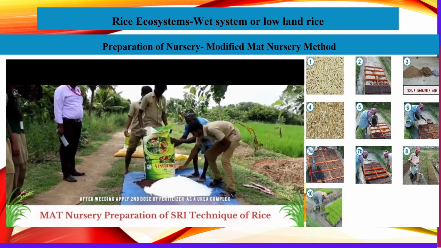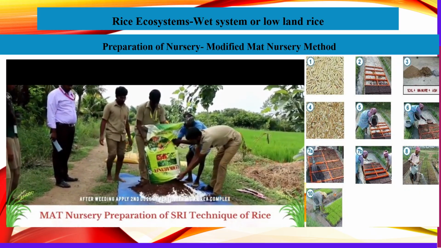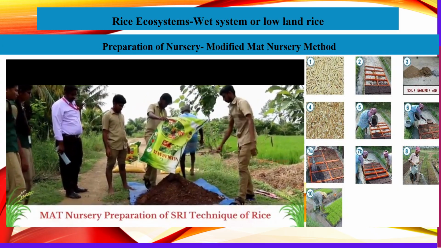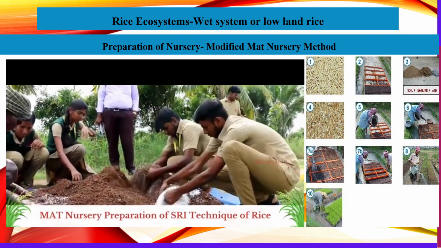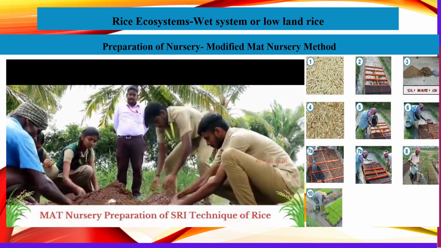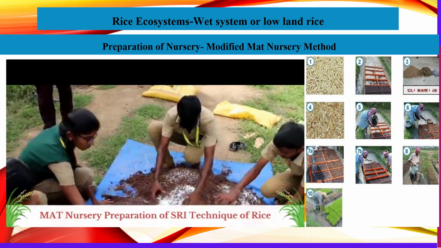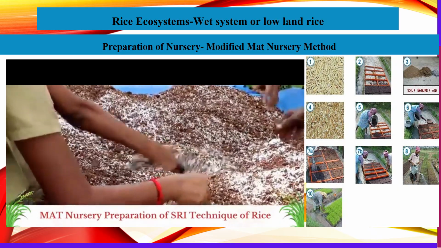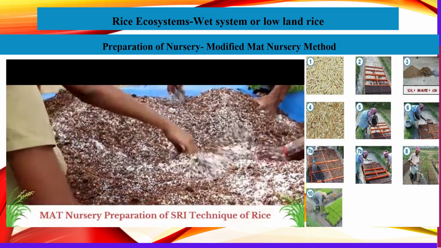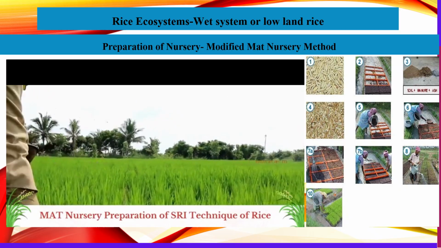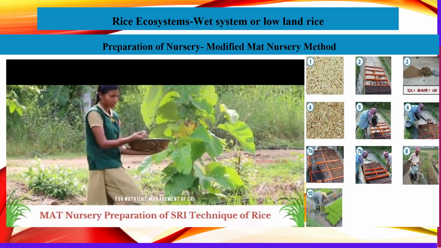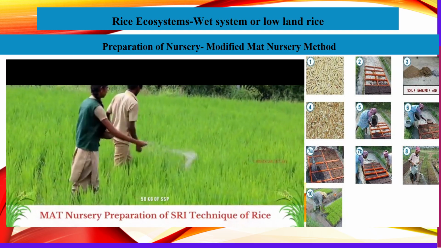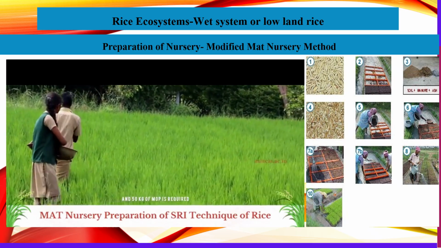After weeding, apply second dose of fertilizer as urea complex, which is mixed with neem cake at correct proportion. For nutrient management of SRI, 150 kg of urea, 50 kg of SSP and 50 kg of MOP is required.